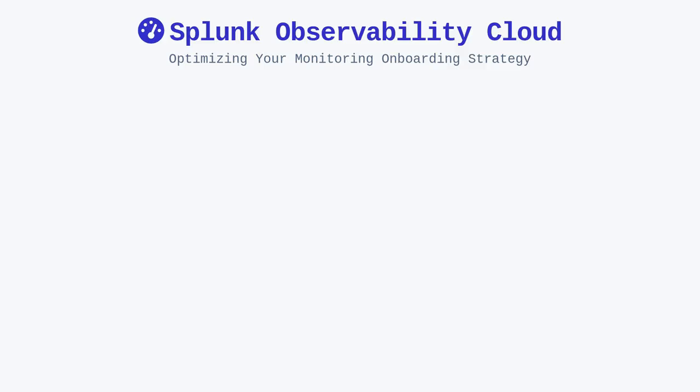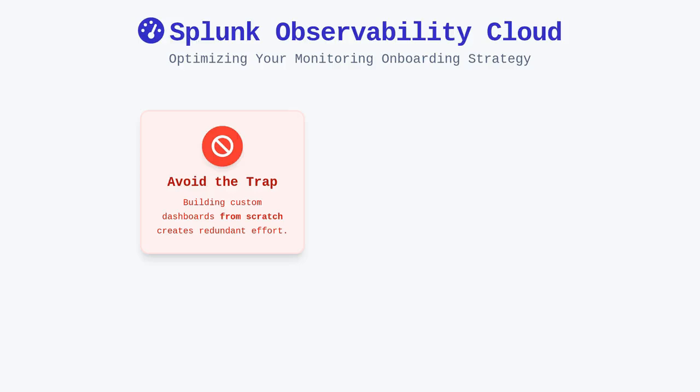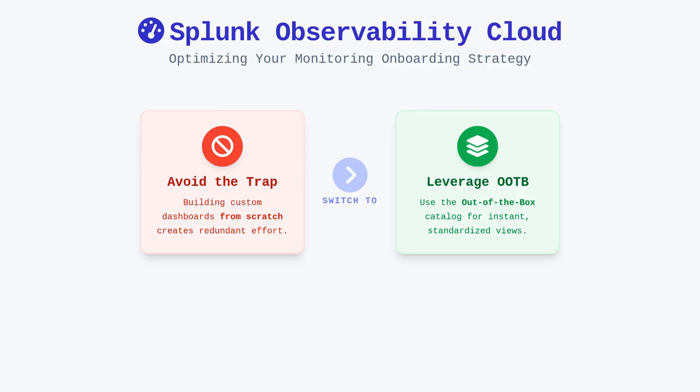When you first land in a fresh instance of Splunk Observability Cloud, it is tempting to start building custom dashboards from scratch, but that often leads to redundant work. The platform includes a comprehensive catalog of out-of-the-box infrastructure monitoring content that covers common cloud service integrations and operating system metrics. By navigating to the default dashboard library, you can instantly provision standardized views for your cloud providers, such as AWS, Google Cloud, or Azure.